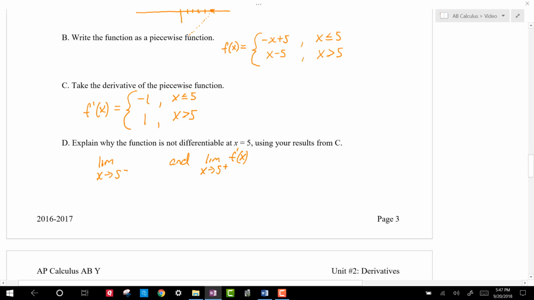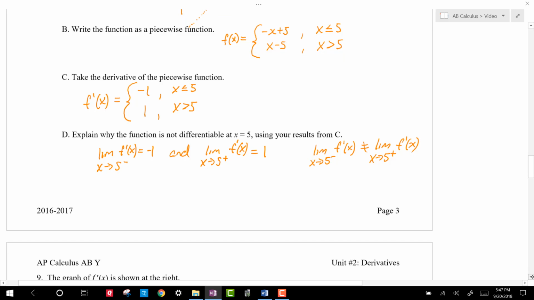The limit as x approaches 5 from the negative side of f prime of x equals negative 1. And approaching from the right side, the positive side, it equals positive 1. That's one way you could write that. That's basically the same thing as saying the limit as x approaches 5 from the negative side of f prime of x is not equal to the limit as x approaches 5 from the positive side of f prime of x. Therefore, f is not differentiable.